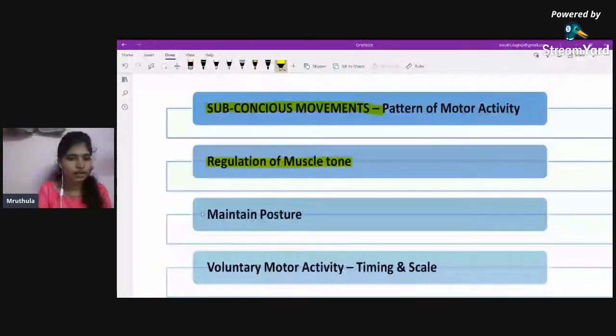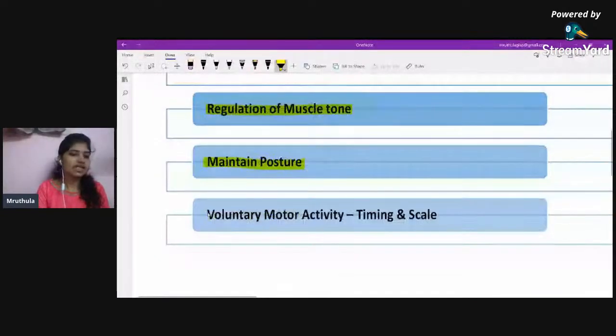Then to maintain the body posture, basal ganglia does another function. How is it? By having connections with different parts of the brain. The last function is voluntary motor activity, which I can also say is timing and scale. For this also, you can remember one example as given in Guyton. We all know this very well.